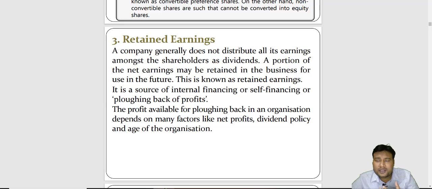So out of 100, company only distributed 80 rupees between the shareholders. So the rest 20, which company has not yet distributed, which is undistributed, will act as retained earning. So retained earning is equal to undistributed profit. So in one word, we can say retained earning is equal to undistributed profit of the business. Or you can write down: a portion of the net earning which is retained in the business for use in the future is known as retained earning.